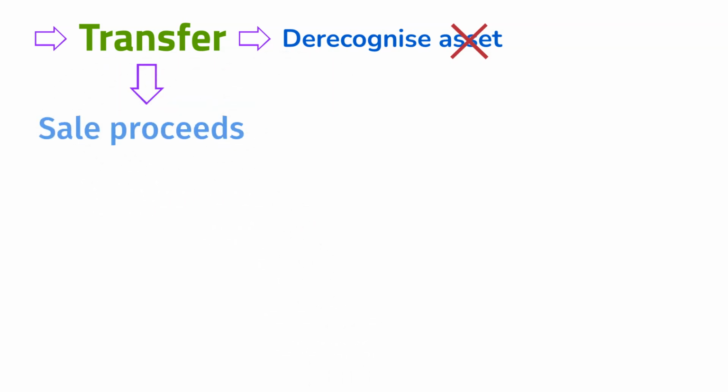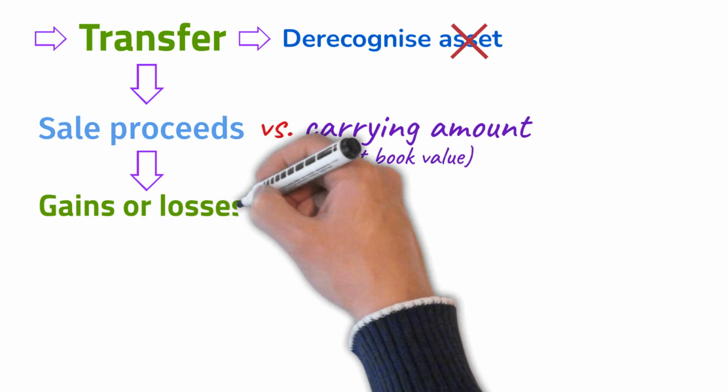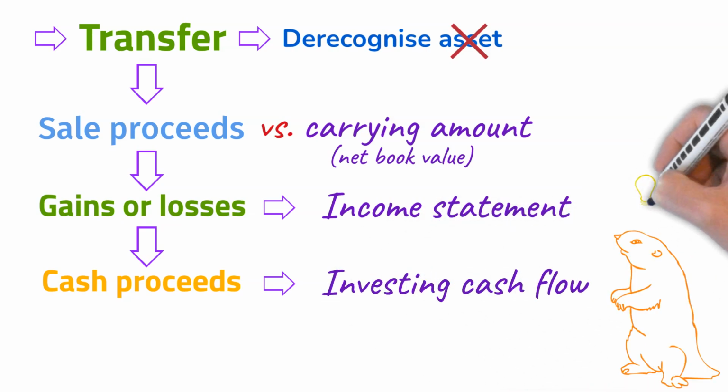Compare sales proceeds to the carrying amount, which is cost minus accumulated amortization and any impairment. Take the difference into the income statement as a profit or loss on disposal. Cash proceeds go to investing cash flow.